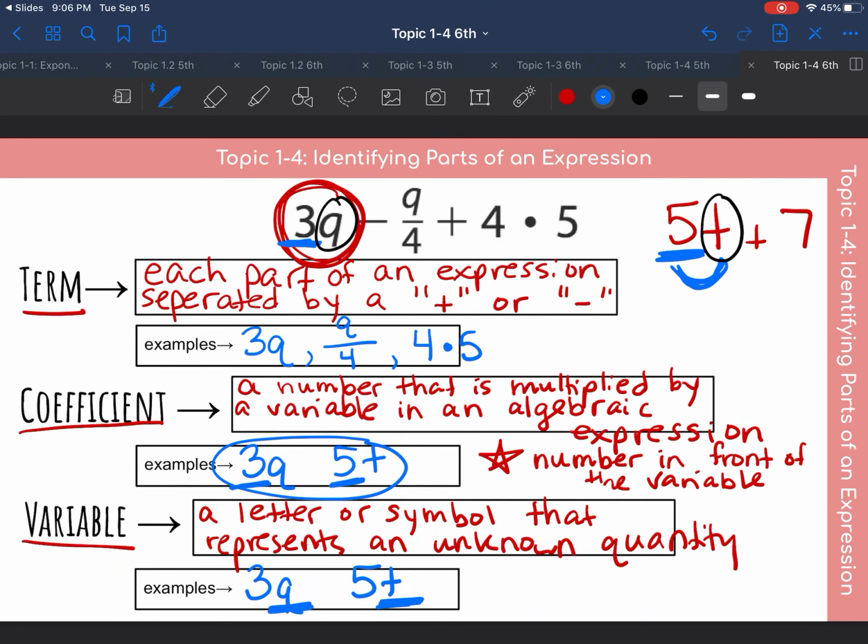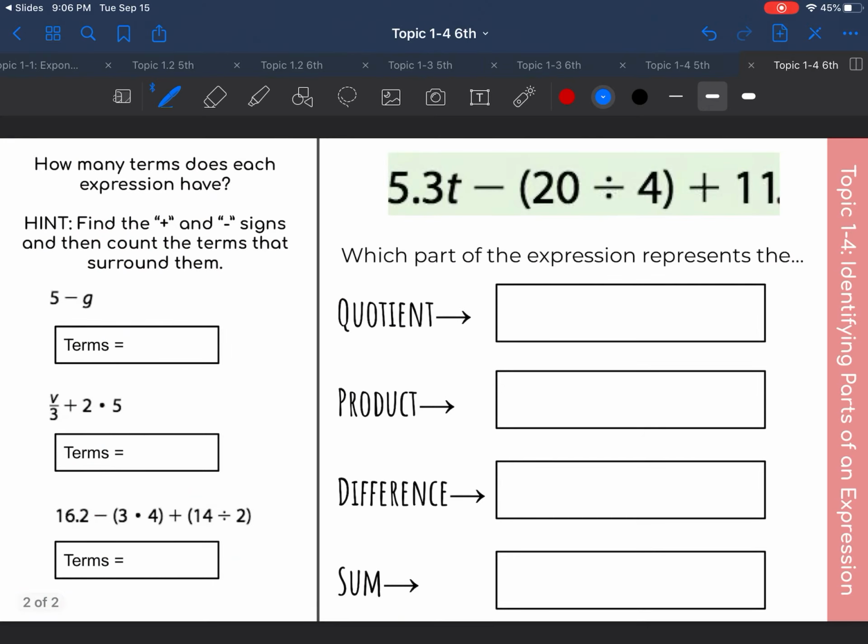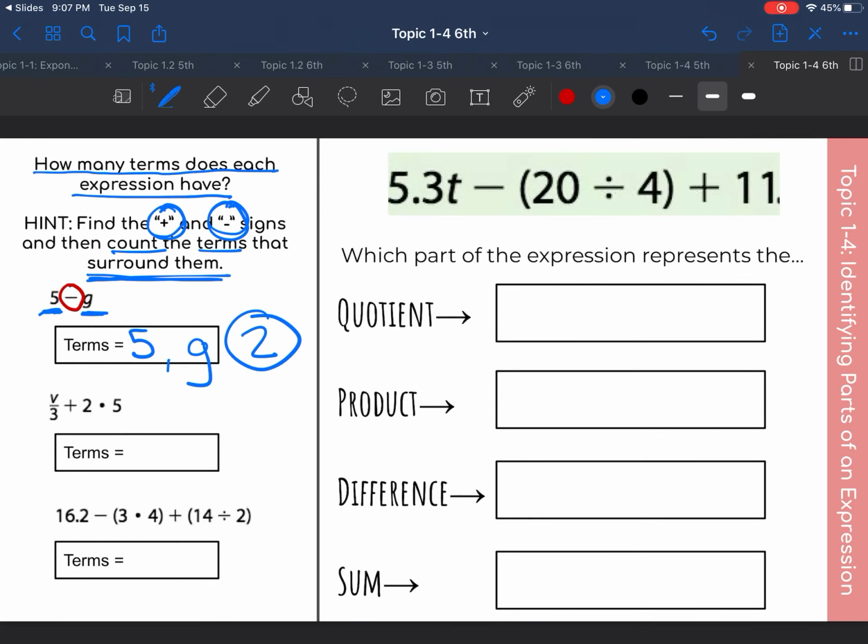All right, so that's our first slide, just understanding and identifying parts of an expression. On the next slide, we're just going to practice identifying terms. So it says right here, how many terms does each expression have? So remember, it's helpful to identify first all the plus and minus signs because terms are separated by plus and minus signs. So if you circle the plus and minus signs, you count the terms that surround them. So with the red, I'm going to circle for this first one any plus or minus signs I have, and then whatever is surrounding it is a term. So 5 is a term and G is a term. So there are 2 total terms in that expression.